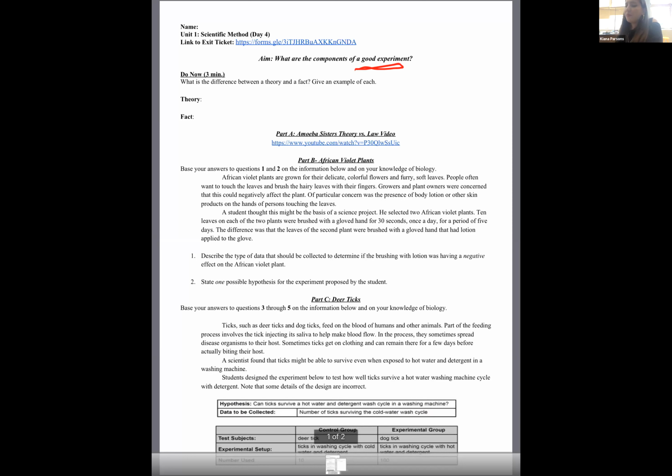So before we talk about what the components of a good experiment are, I do want to draw your attention over to part A, where you'll be watching a video on theories versus laws. That may help you understand the do now question a bit better. So I'm going to give you an example of a theory.